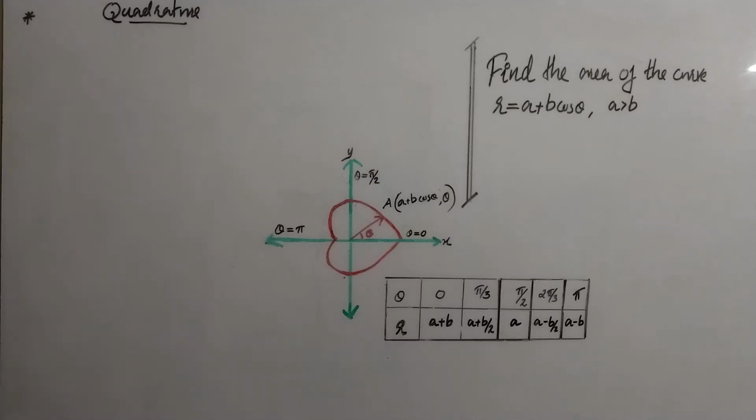Find the area of the curve r = a + b cos theta, where a > b. This problem belongs to the topic quadrature.